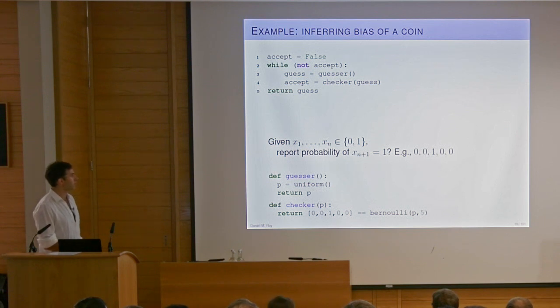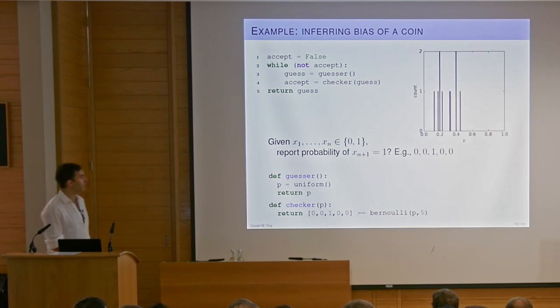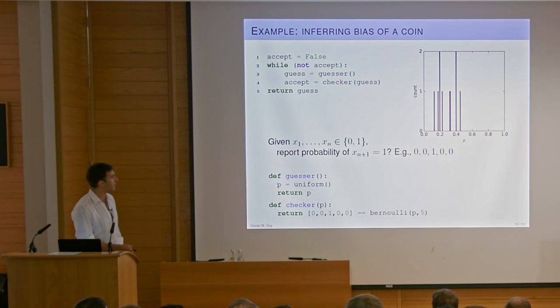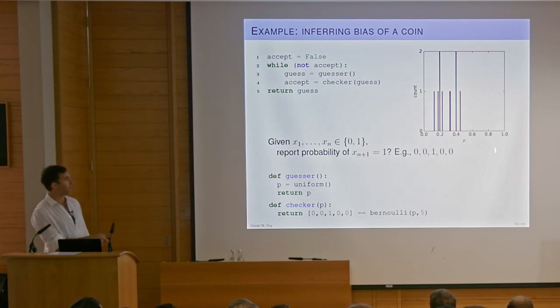All right, so what does this do? I can run this. I think this is 10 times, and I've plotted a histogram here, the values of p that popped out. There's some kind of clustering going on here because I'm seeing twos, counts of twos. Let's run it a bit longer.